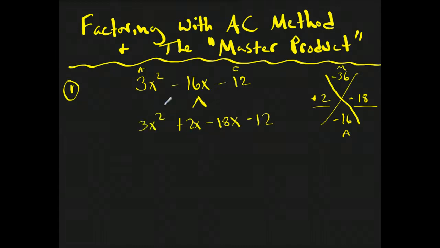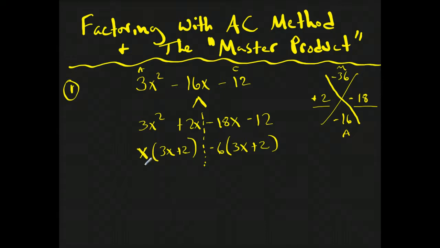So in this next step, I'm going to split this down the middle, and I'm going to factor each side separately. If I factor this side, I can take an x out, and when I factor out an x, I'm left with 3x plus 2. When I take a look at the other side, I can factor out a negative 6, and when I do so, I'm left with 3x plus 2.